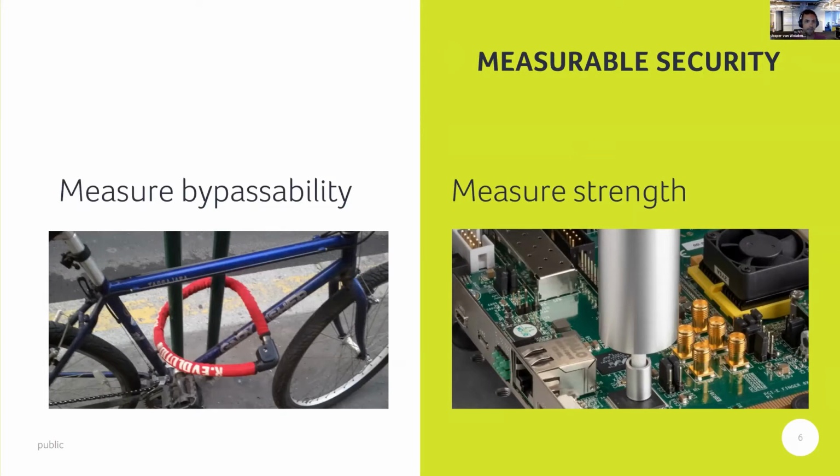What this ignores is the left-hand side of this picture, which is what I call the bypassability. As you can see here, there's a very nice bike lock, which probably has passed various tests. But as you can also see, it actually doesn't lock the bike. I can just grab the bike and take off with it. So once you start looking at system level security, it's not just about the strength of the individual countermeasure, but also how they cover that entire security space. And this is really hard to measure.